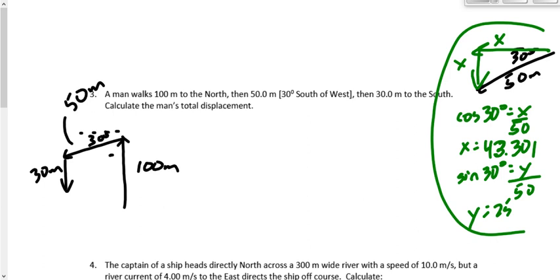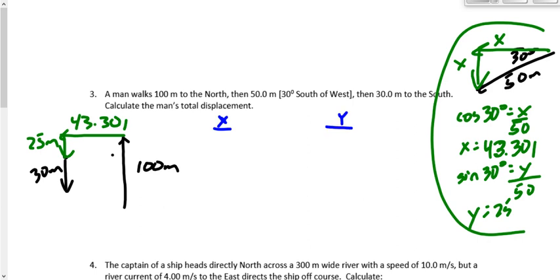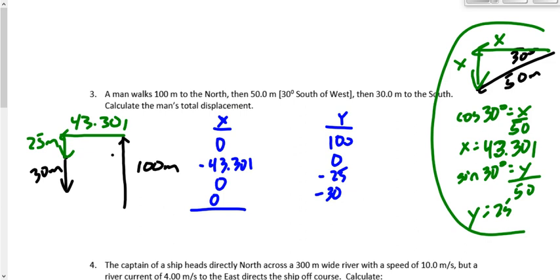Walk it off to the side here. Let's replace this. We don't need that 50 meters anymore. Let's just replace it with 43.301 and 25 meters down. And then, of course, we do our thing, right? X components and Y components. 0 and 100, negative 43.301 and 0, 0 and negative 25, 0 and negative 30. Okay, we add these up, we get negative 43 and we get 45.